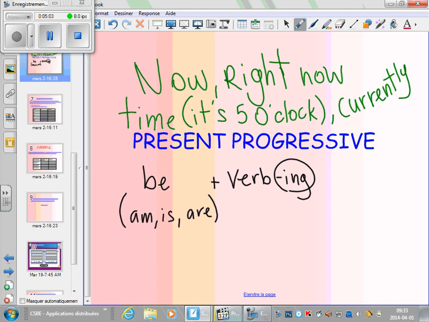Okay. So we said we use it for now, right now. So for moments that are described as happening at the moment, right? We also use it for something else, the present progressive. We use it to depict future actions. Future actions that are so close to you in the present moment that you are not using the future to express them. For example, this morning, are we this morning right now?